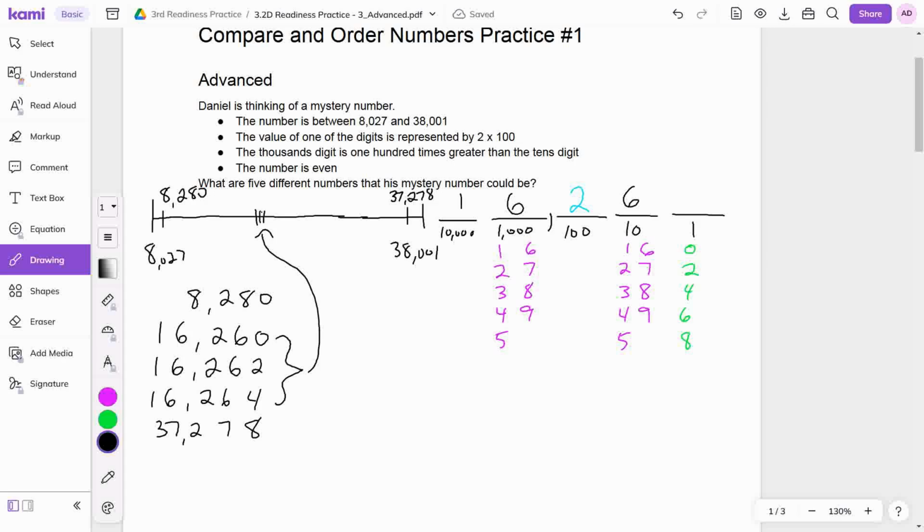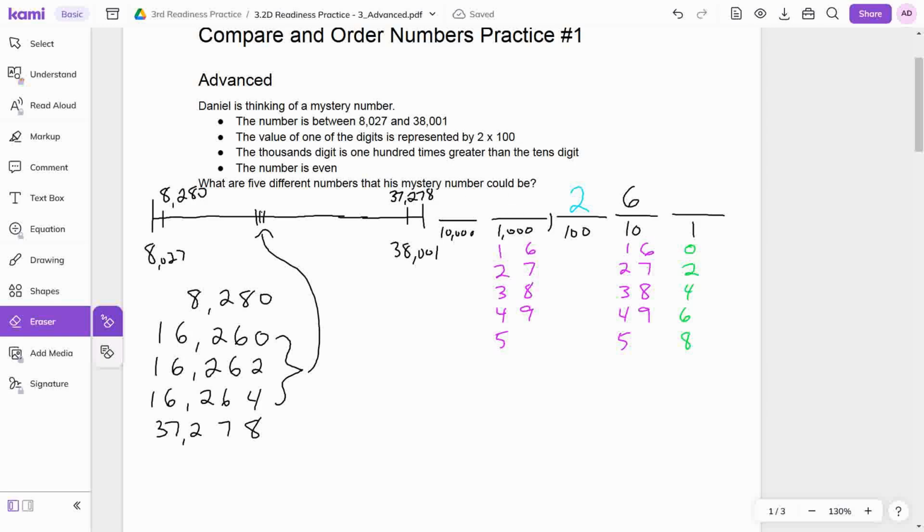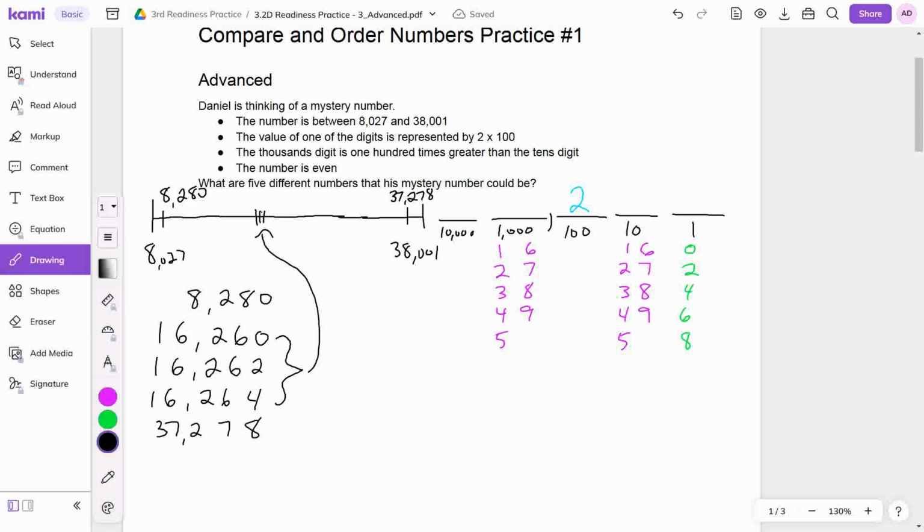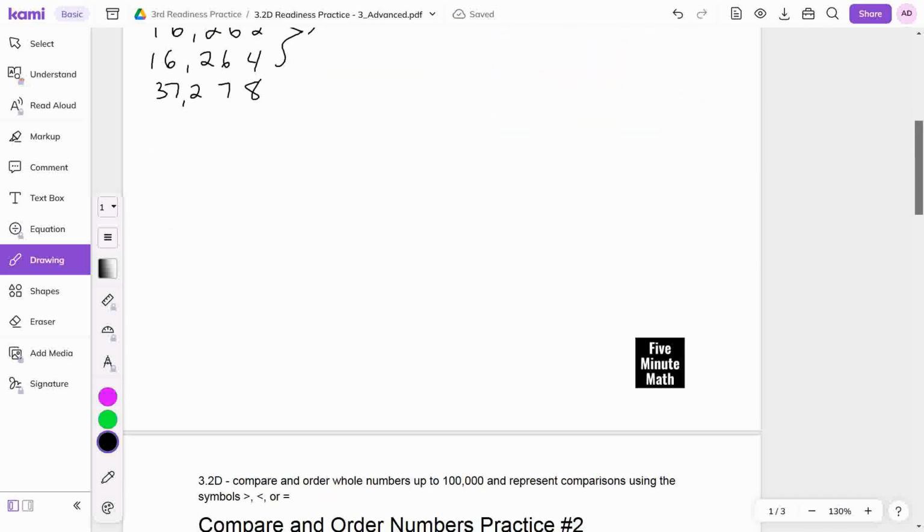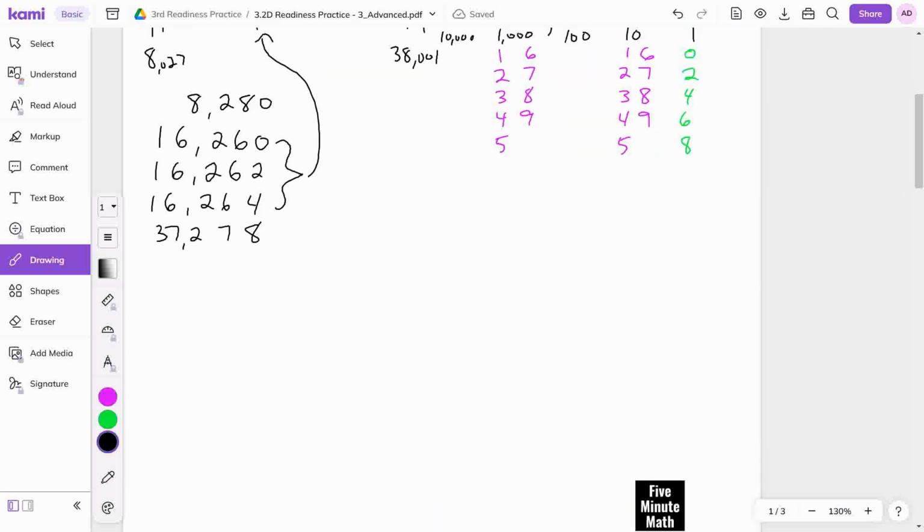But there is more than one answer. There's more than 5 answers. And so that's why I say answers will vary. We just need to follow these clues that we see on the screen. The value of one of the digits is represented by 2 times 100. So we have a 2 in the hundreds place. The thousands digit matches the tens digit. It is even and then it's between those two bounds. And answers will vary. So let's go ahead and just put that down here. Answers may vary.